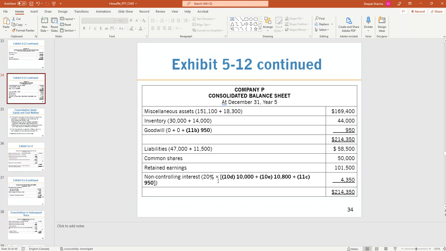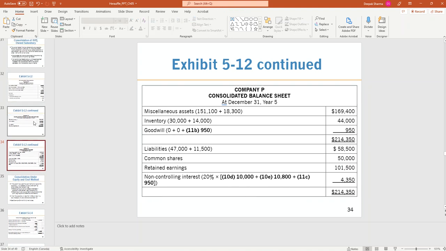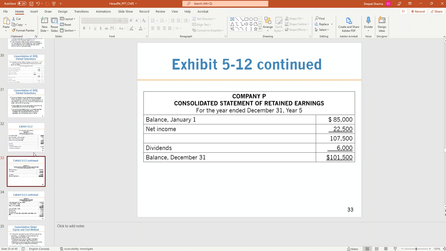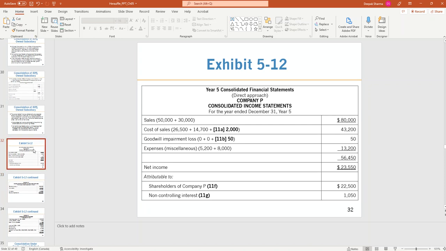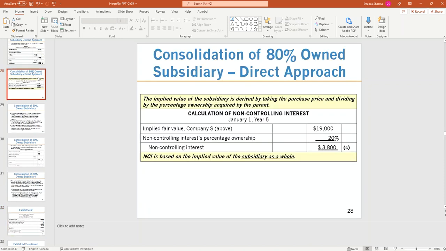So 20% of 10,000 plus this plus. Technically, there are different ways you can allocate. We did 10,000 plus 10,800 plus the 950. So these are the values sitting there. It should come out to the same amount, which is 150 plus.